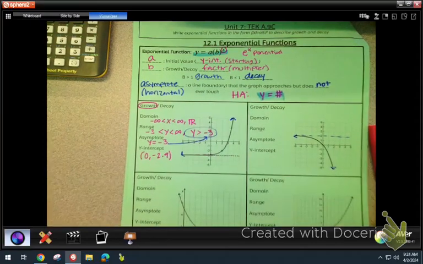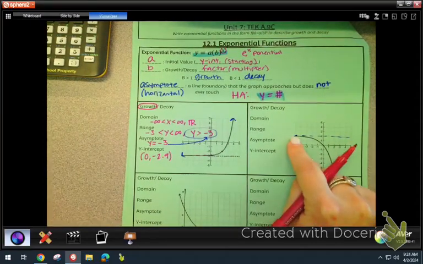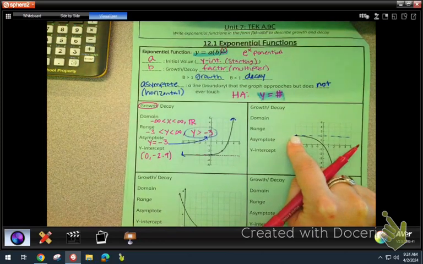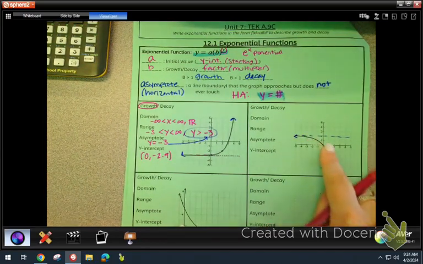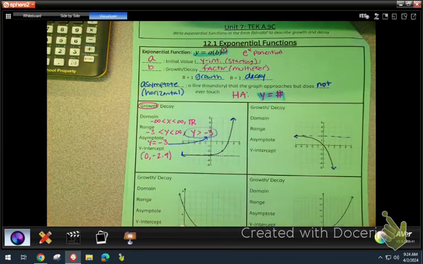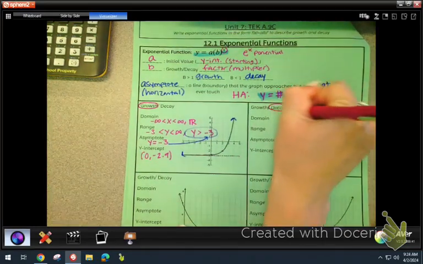So now, when we read this, we go left to right, okay? So which way? Follow my finger. Which way are we going? Down. So we are growing or decaying? Okay. We're decaying, okay?